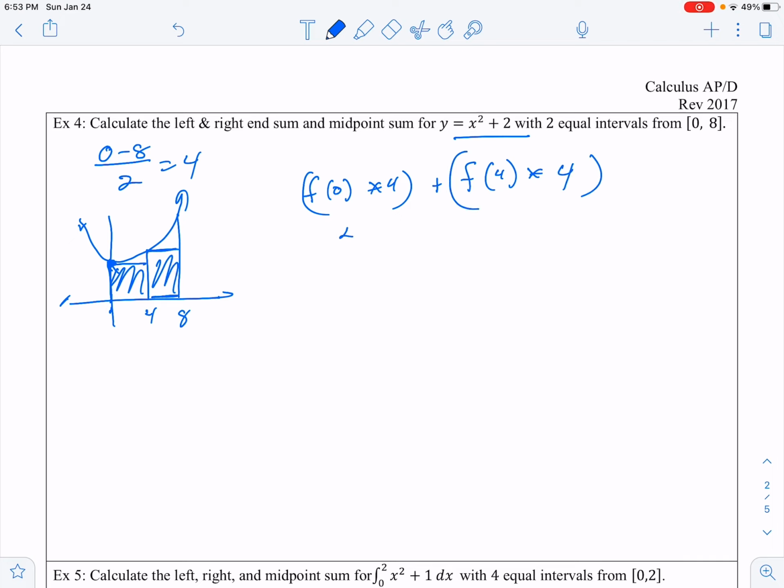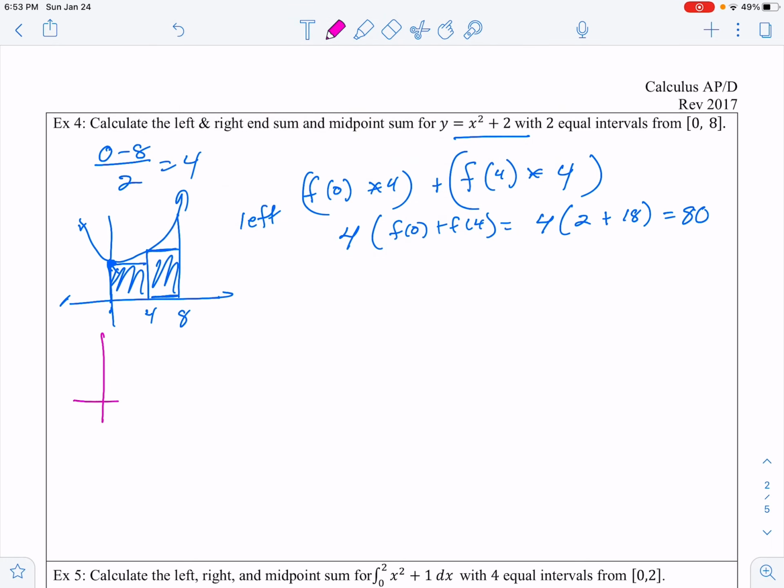Most people pull the width out to the side, and then you have 4 times f of 0 plus f of 4, which is 2, and f of 4 is 18, so that's 20 times 4 gives me 40. Is that right? Am I right? Oh, f of 4 is 18. Oh, so 20 times 4 is 80. I just can't do my math. Okay, so this was left.